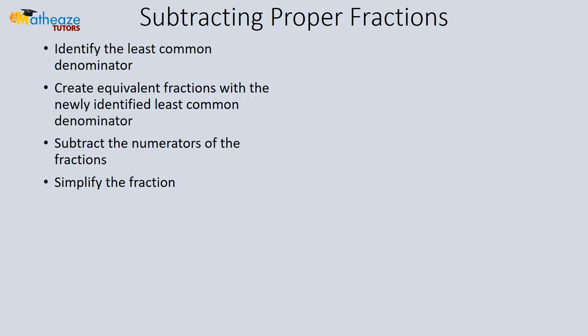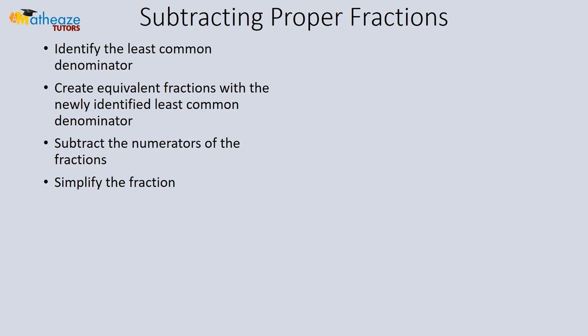Now let's look at subtracting proper fractions. The first thing we're going to do is identify the least common denominator. We're going to create equivalent fractions where necessary, subtract the numerators from the numerators of the fractions, and simplify the fractions. To get started, we will address fractions with like denominators.